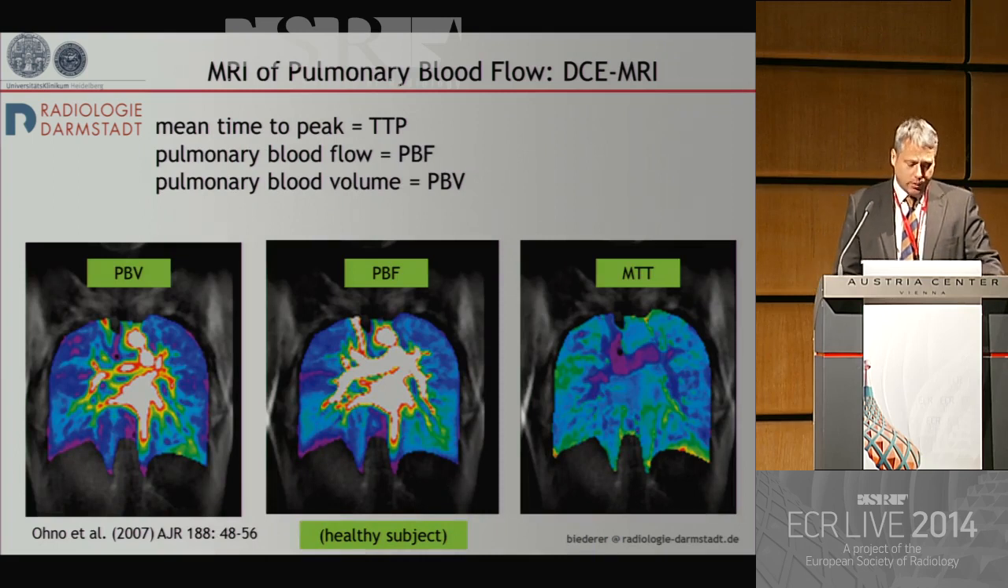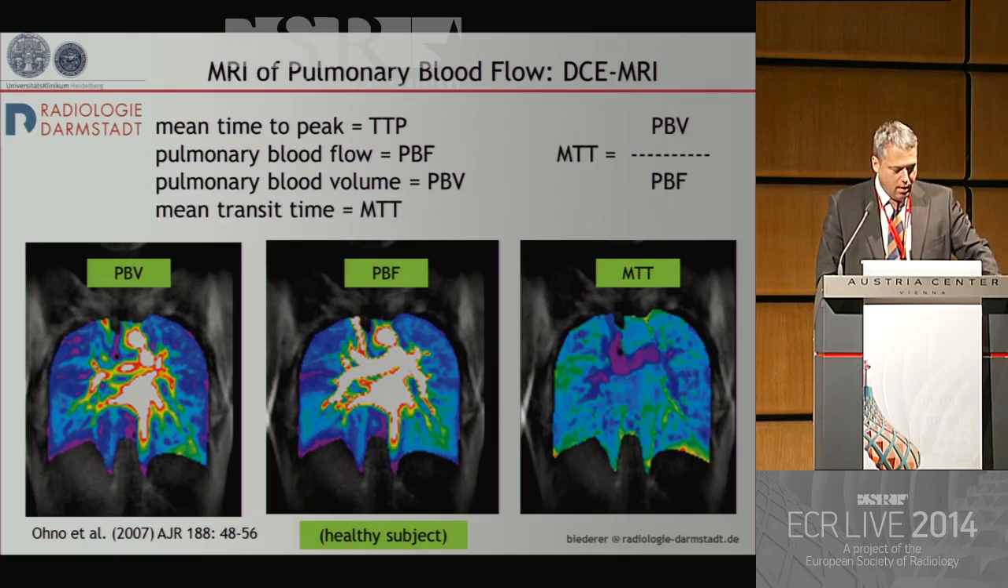And there has been beautiful work from Yoshi Ono's group in Japan, and they evaluated this and, of course, worked it up with color maps and dedicated software. And you can, of course, generate time to peak, pulmonary blood flow, and pulmonary blood volume calculations from the gadolinium signal. We'll see that this is not so easy, and of course, you can also calculate a mean transit time by just dividing these two values.